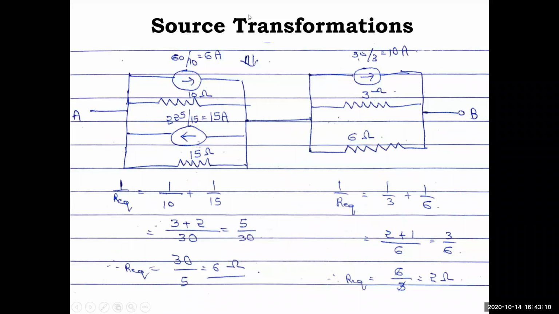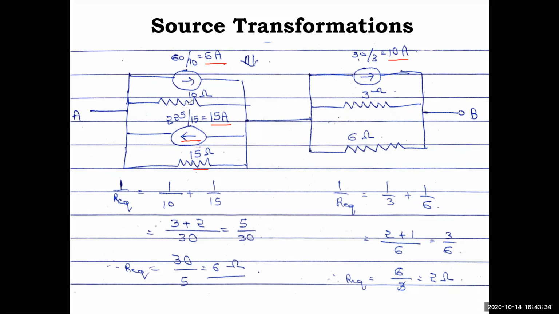Okay, so we are almost at the end. So 60 by 10 is 6 amp, this is what I told you. Direction is this way. The 10 ohm is in parallel, so the resistance value does not change. 225 by 15 is 15 amps. Now see the direction here, this side is 15 ohm resistance. Similarly here, 30 by 3 is 10 amps, so direction here, 3 ohm and 6 ohm.